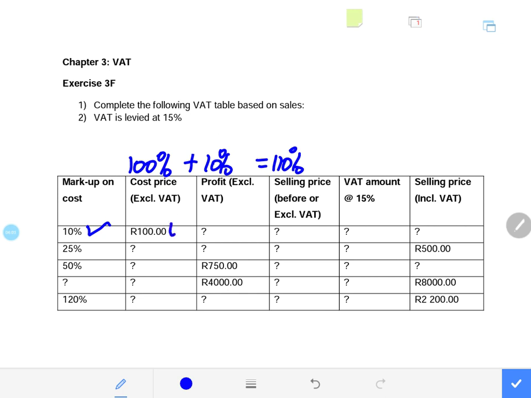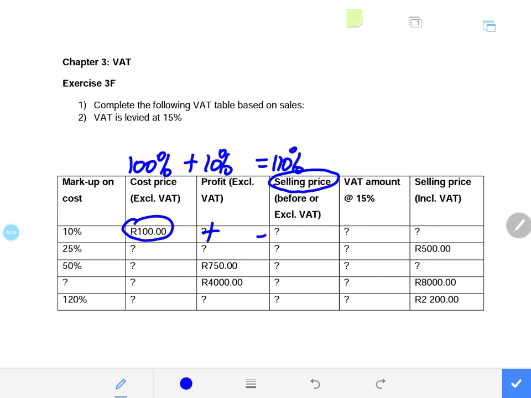The cost price of the product, which is the amount we paid to buy the product, is 100 Rand. Then we need to know how much the profit is if the markup is 10%. Remember, VAT remains the same. Therefore, how much will the selling price be? The selling price will be the cost plus the profit. That will give us the selling price.